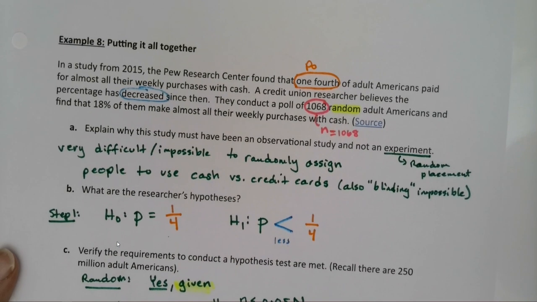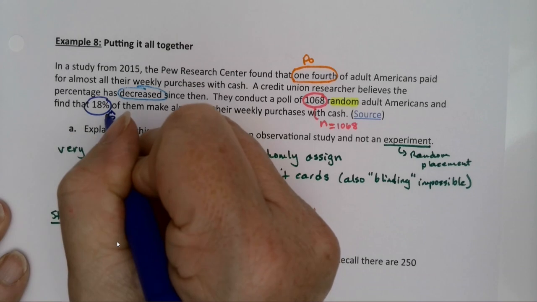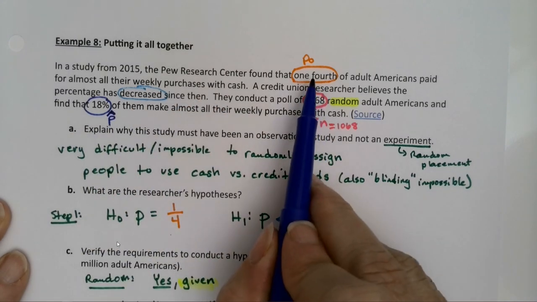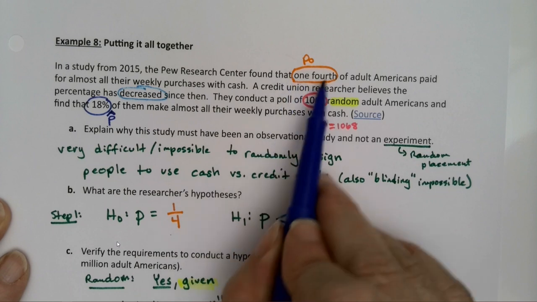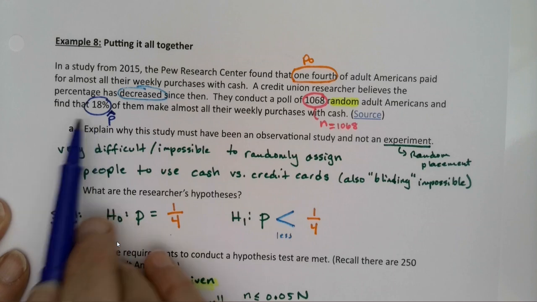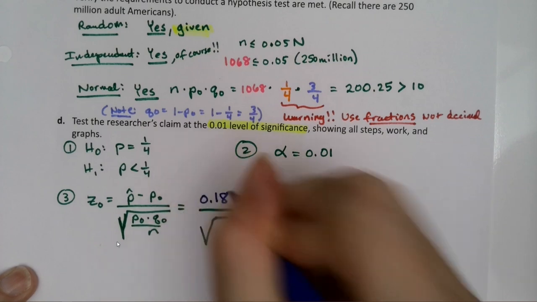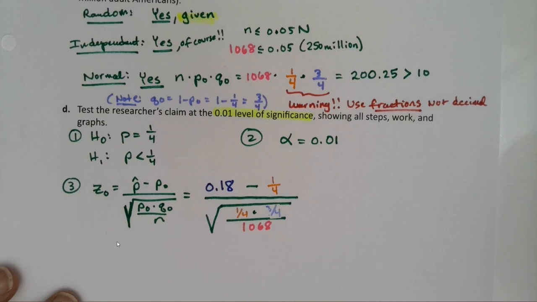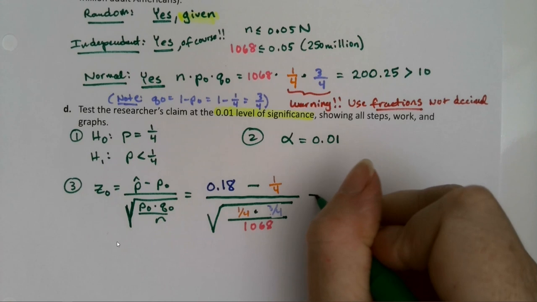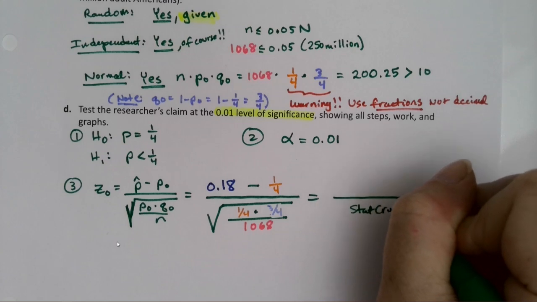P hat is right here. It's the percentage given for this sample, not the percentage or proportion for the whole problem. This is the one from the past that we assume to be true, and this is the one we're using to challenge that. So this is our p hat, 0.18. You definitely want to switch it from 18% to a decimal, because decimals are how we do math. All right, we're going to stick it into StatCrunch and get the result. You're looking for the z-stat.